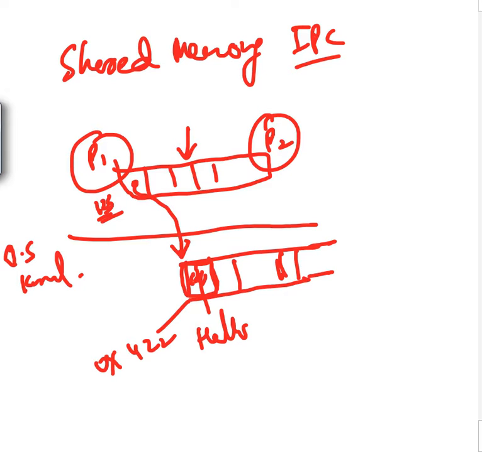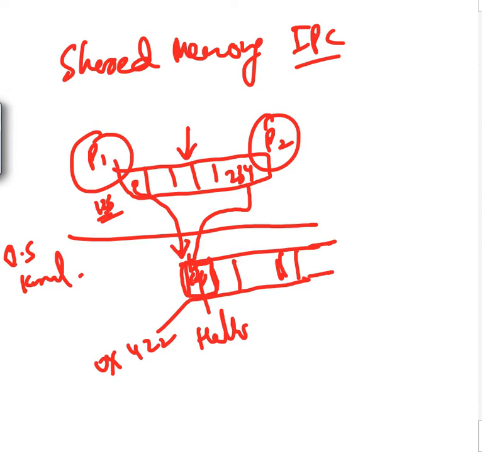So, same with P2. P2 wants to read that hello, the message which P1 wanted to send to P2. It is not necessary that it will be given the same virtual address 123. It may be given 234, for example, but it is again linked by the OS to the same actual memory location.